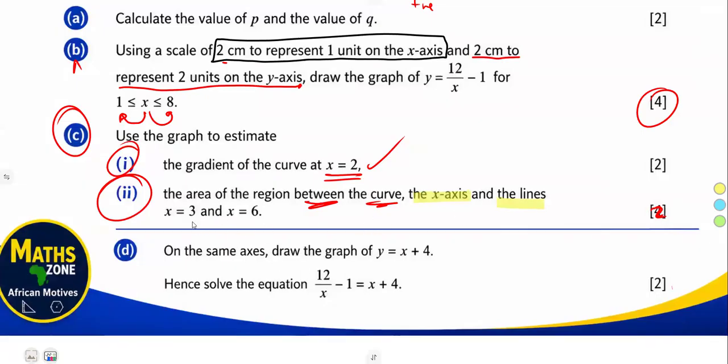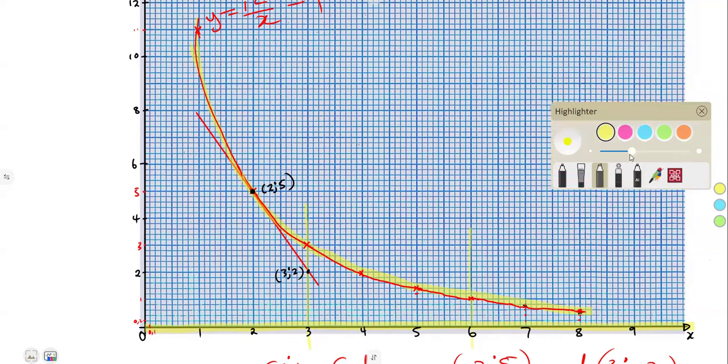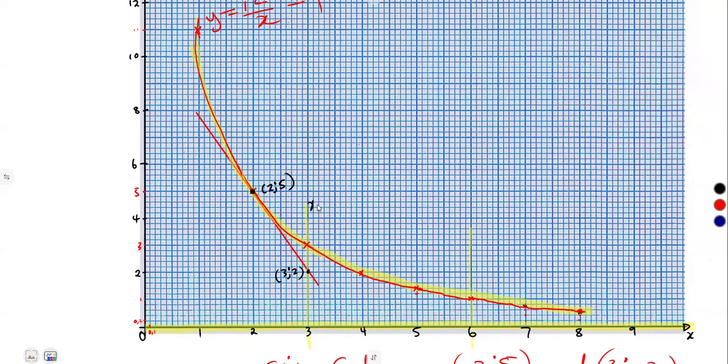And the lines x is equal to 3 and x is equal to 6. The line x is equal to 3, this one, and x is equal to 6. So these are the lines. Which area are we going to refer to that is bounded? This is the region here in between, between all these lines and including the curve. So this is the region where your area is going to be calculated from, up to the x-axis here.